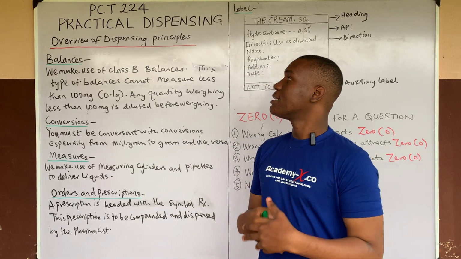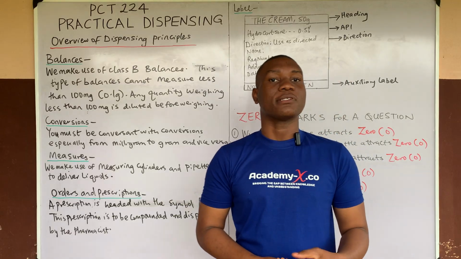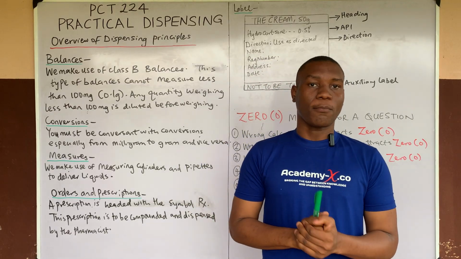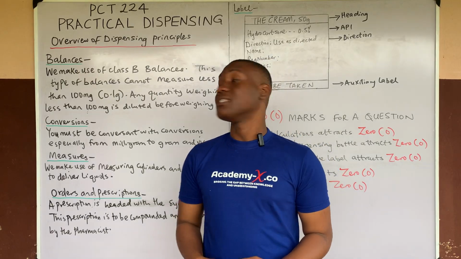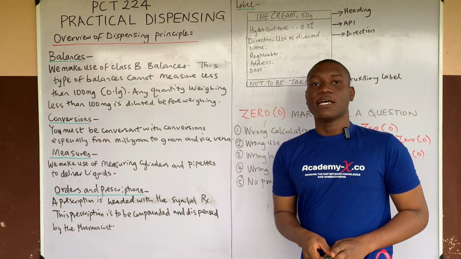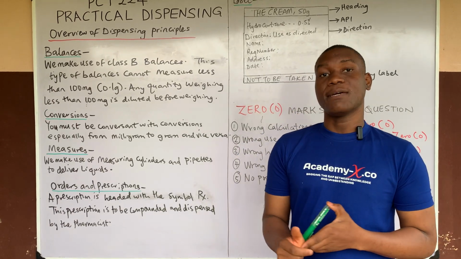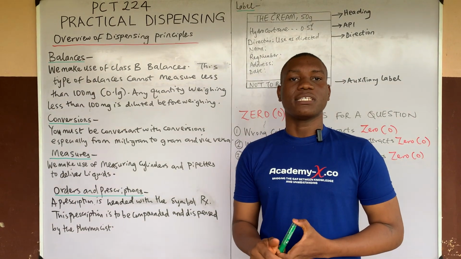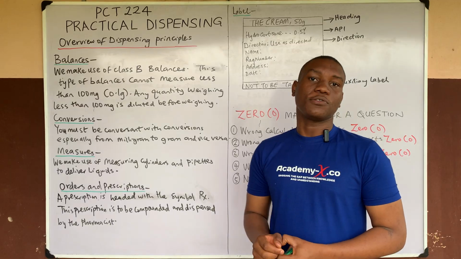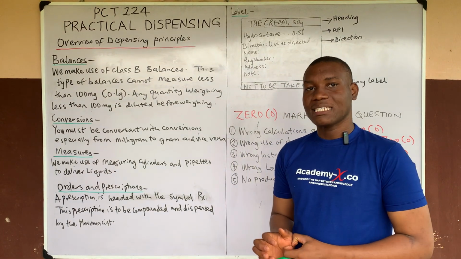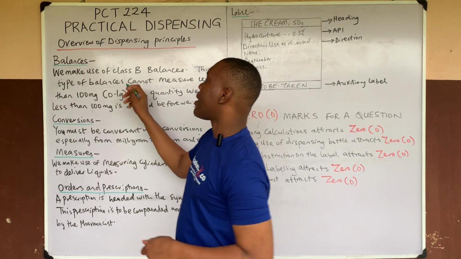Yeah, welcome back. So let us look at an overview of dispensing principles that you must have at the back of your mind during any of your preparations, calculations, labels, and the rest of them. So let us look at balances. So you use a balance in the examination. Most times it's usually a manual balance. So in the practical aspect, you're going to show how to use a manual balance and how to use the electronic scale balance. But most times what you're going to use in your exams is the class B manual balance.